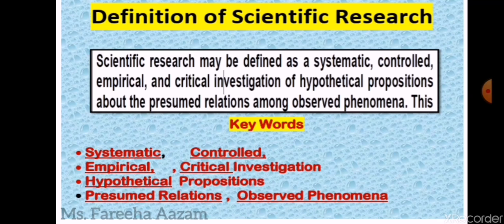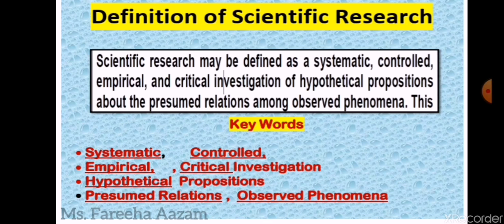Definition of scientific research. Scientific research may be defined as systematic, controlled, empirical, and critical investigation of hypothetical propositions about the presumed relations among observed phenomena. For example, if we talk about the definition in detail, research in common parlance refers to a search for knowledge. One can also define research as a scientific, systematic search for pertinent information on a specific topic.